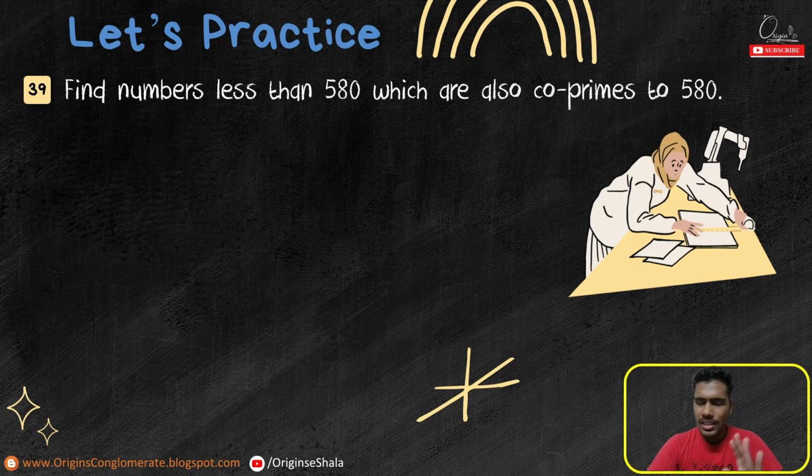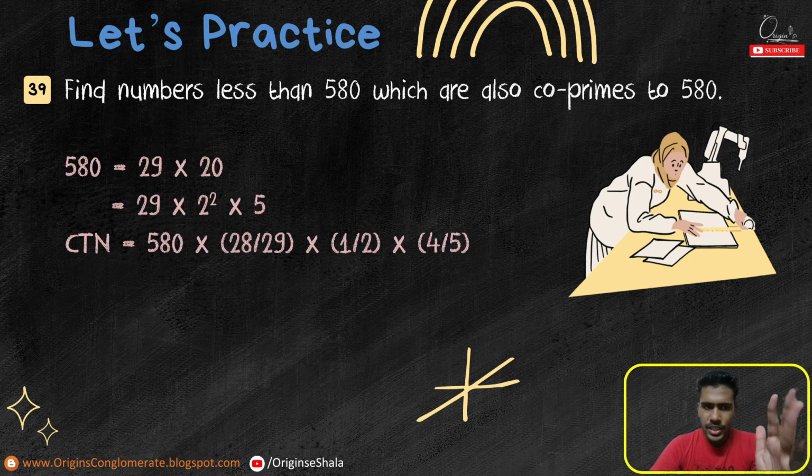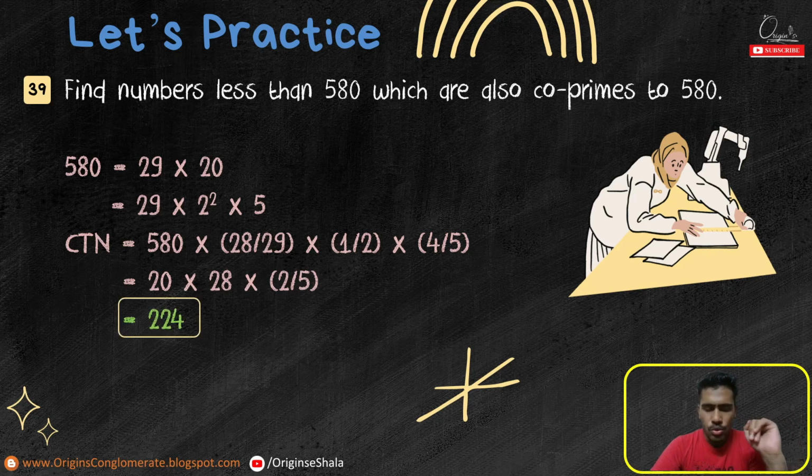Now let's practice it on a few big numbers. For this time, let's continue with the task I gave you for 580. So 580 is nothing but 29 into 20. That much I am sure. So 20 is nothing but 2 square into 5. Now the factors are 29, 2 and 5. So 28 by 29, 1 by 2 and 4 by 5. I will multiply them with 580, and you can surely use a calculator for such things. And if you find an opportunity to simplify it, then go ahead. I will be left with 224. So this is the count of the numbers which are co-prime to 580 but are less than it.